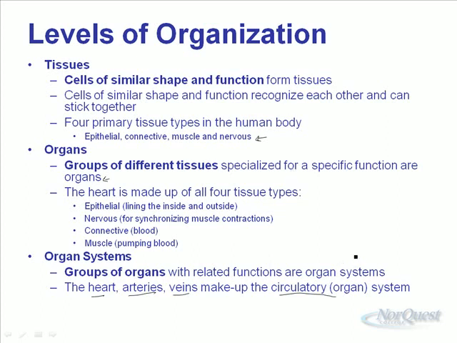So, and I'll just find a spot over here. When we look at, we're going from smallest to largest, there's the cell. Cells make up tissues. Tissues make up organs. Organs make up organ systems. And organ systems make up individuals. So each one of us can be thought of as a collection of organ systems.